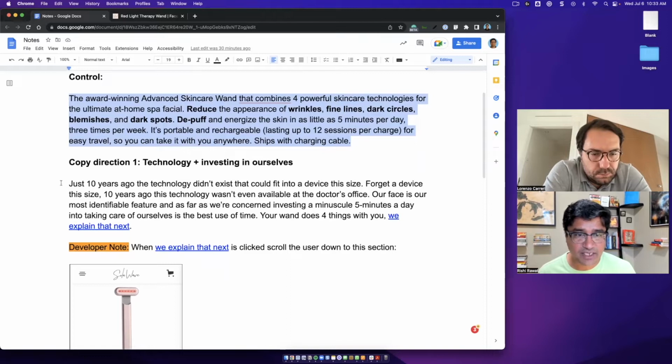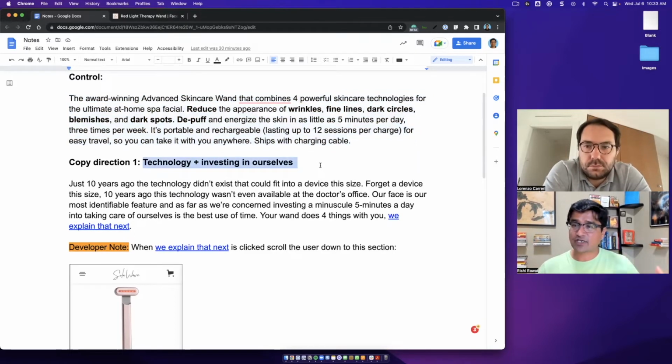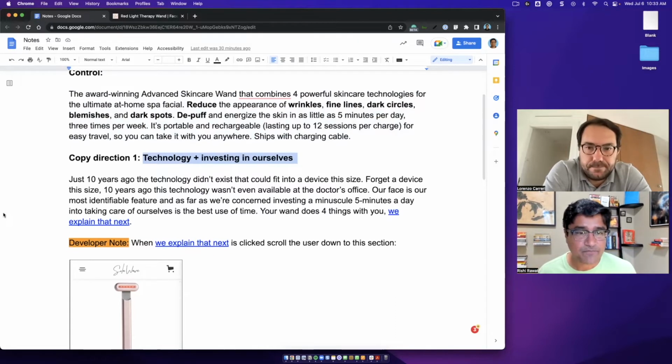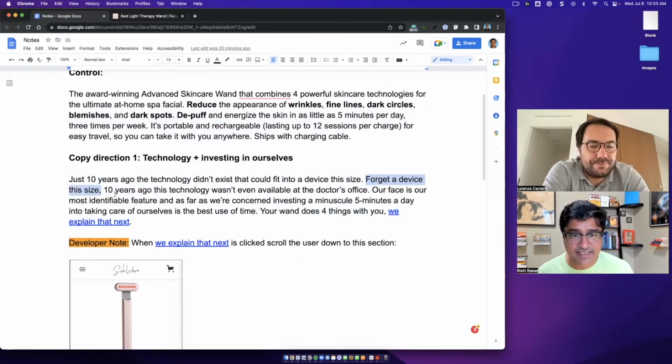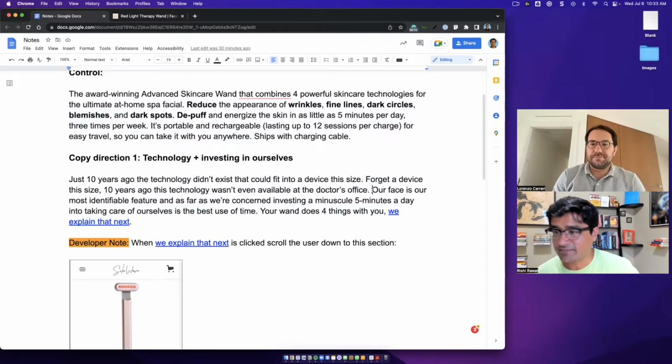In my first one, the general theme is technology and investing in ourselves. I wanted to play this idea of investing in ourselves. So here's what I did. Just 10 years ago, the technology didn't exist that could fit into a device this size. So I'm just trying to draw a contrast with the past. And then, to further dramatize this point, I said, forget a device this size. 10 years ago, this technology wasn't even available at the doctor's office. Because I want to let people know that you're living in a magical time, right?